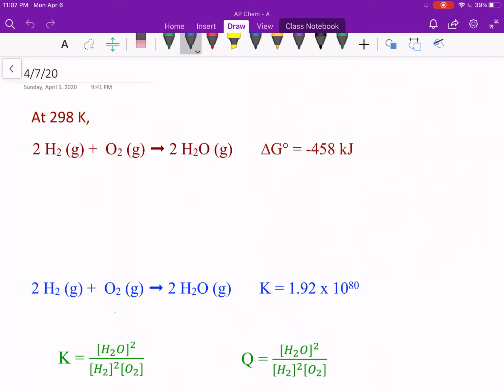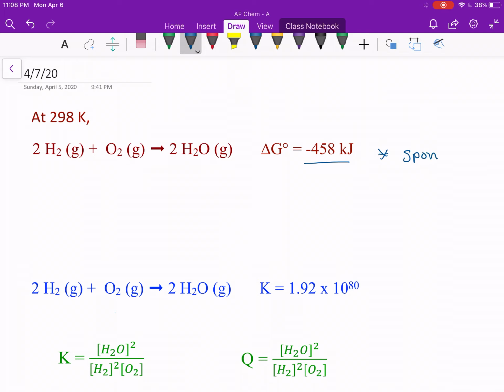Hey guys, happy Tuesday. Today we're going to talk about our final concept, which is relating delta G and the spontaneity of a reaction to equilibrium and the equilibrium constant. Here you can see we have our reaction between hydrogen gas and oxygen gas to produce water at 298. That reaction has a delta G of negative 458 kilojoules. So we know that this reaction is spontaneous.